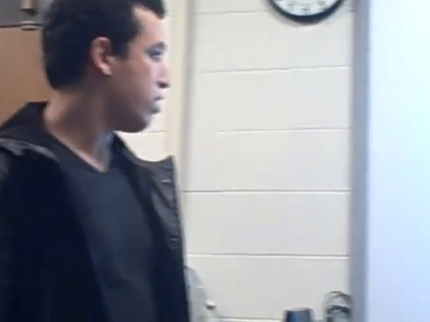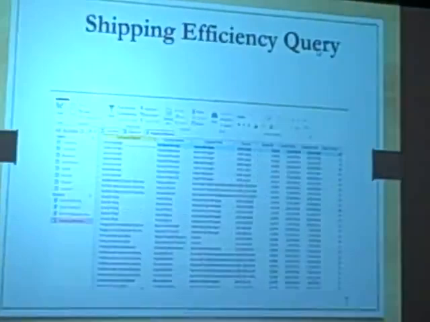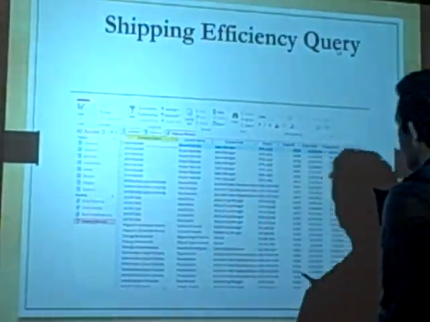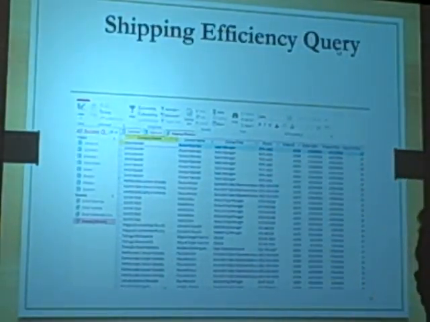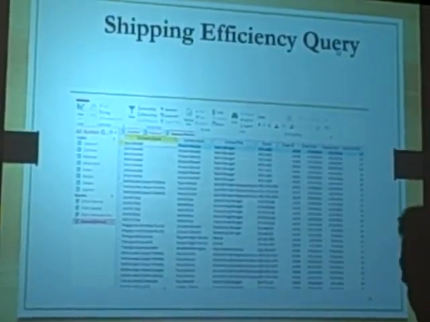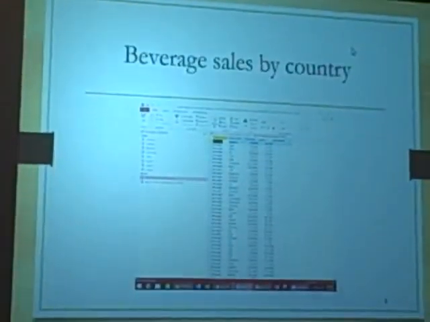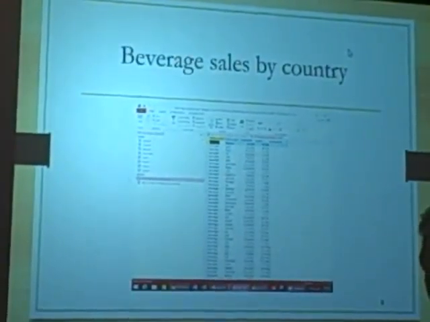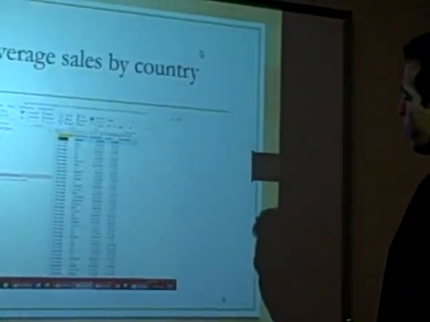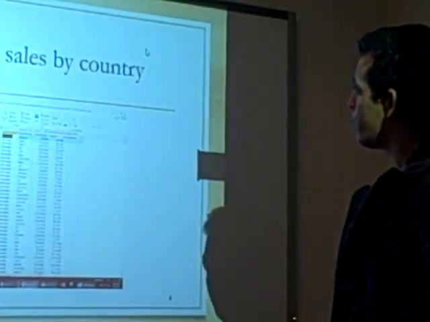Then the shipping efficiency calculates how many days to ship, subtracting the order date from the shipping date. This is to filter the beverage sales by country. It's also from the previous chapter.